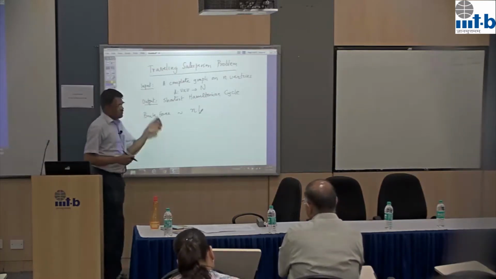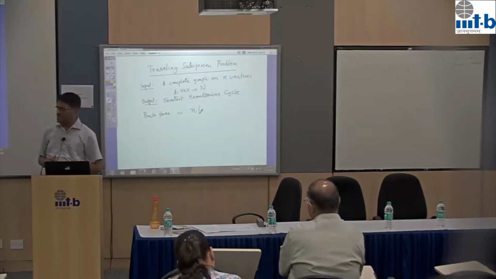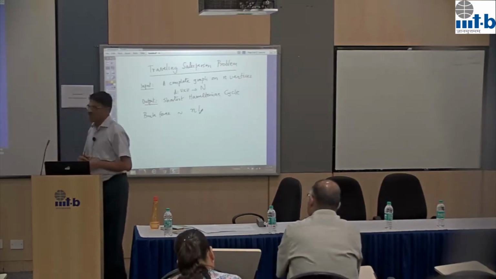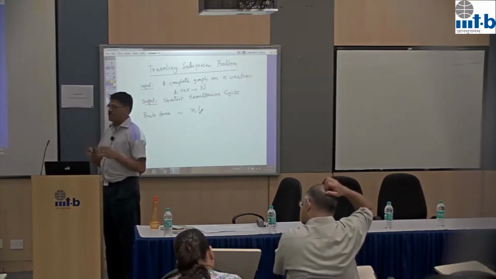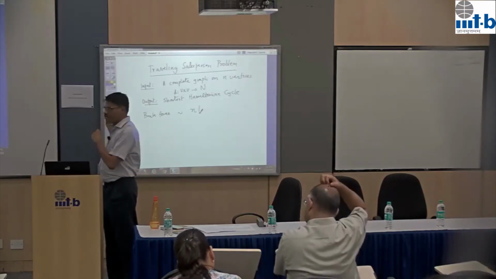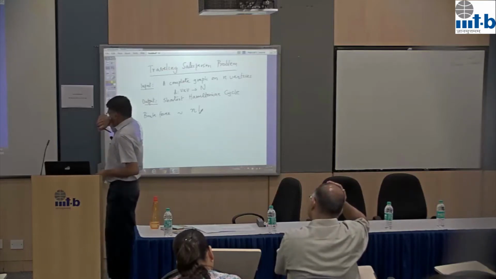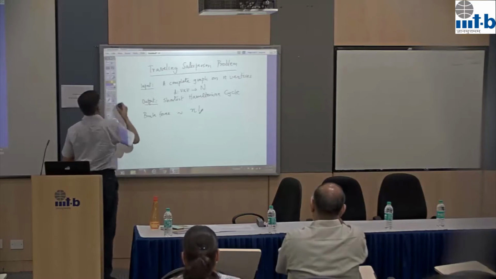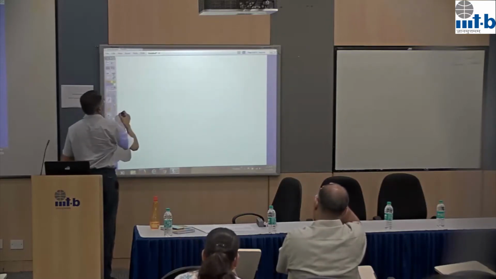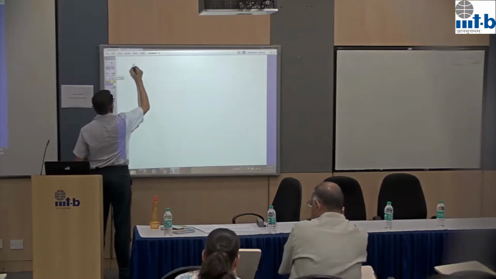It turns out long ago, in 62, there was a paper which gave an algorithm using dynamic programming that takes 2 power n times some polynomial in n. We will actually go through that. So this is due to Held and Karp.